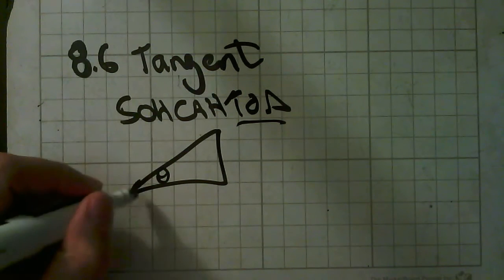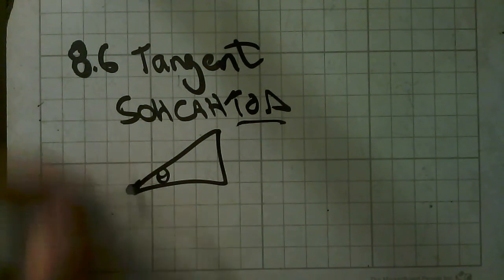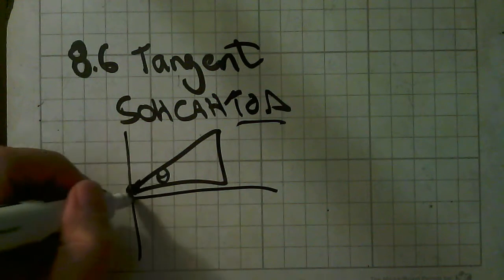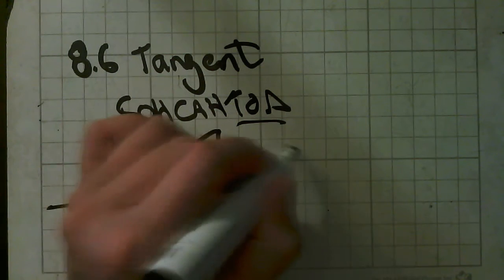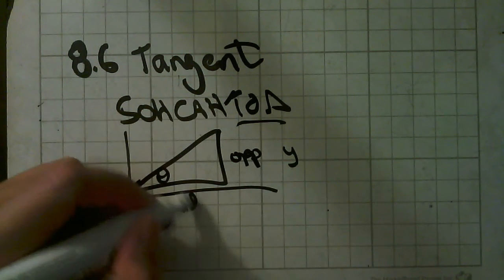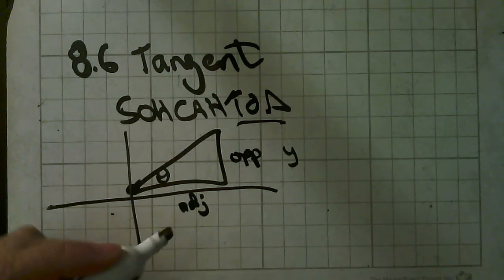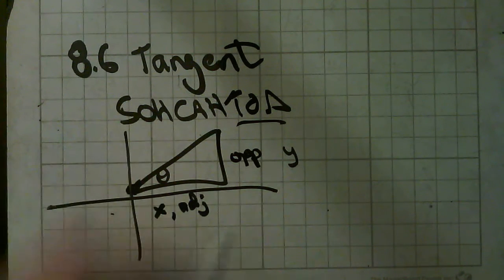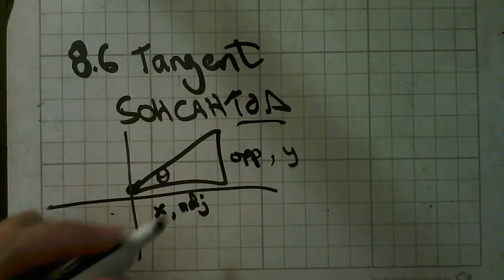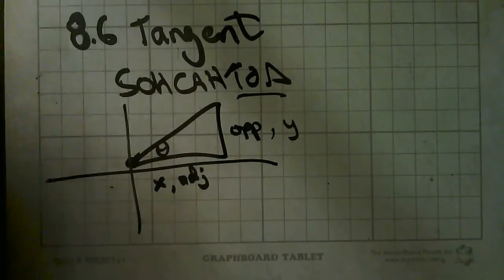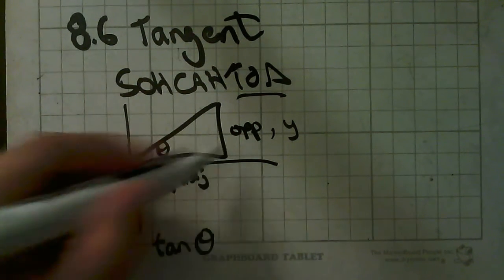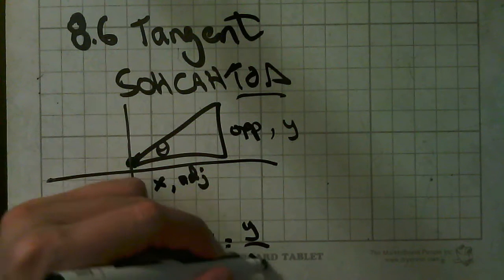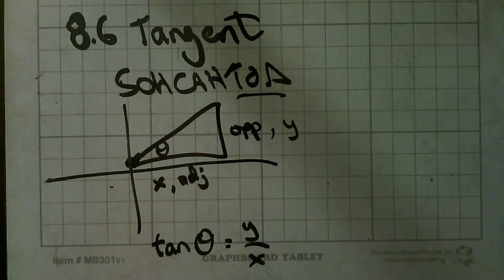So if we're looking for this angle here, let's say we're on a grid like this, our opposite is going to be here, which is our y value, and the adjacent is going to be this side, which is our x value. So what you want to remember is when you're solving for tangent, you're going to be using tangent theta equals opposite over adjacent. So it's actually your y value over your x value. All right, so let's go into solving some problems.